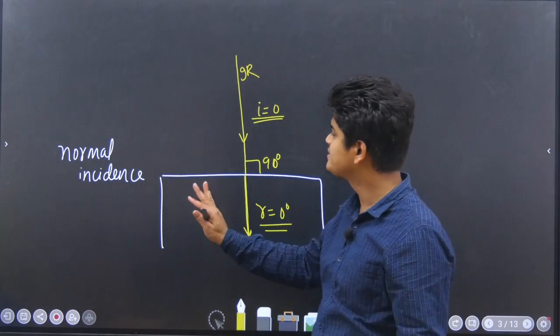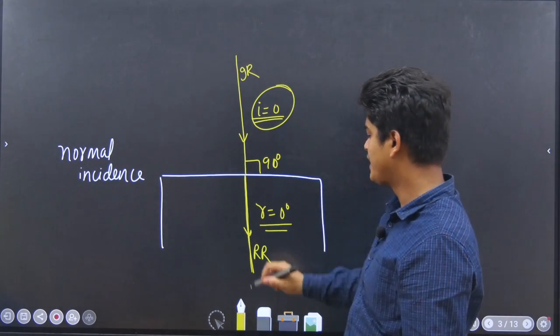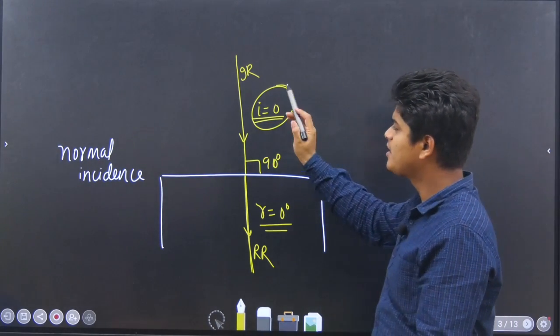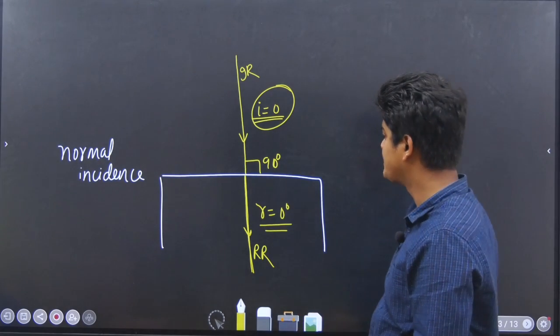So remember, for normal incidence, the incidence angle I should be 0, and the incidence angle is nothing but the angle made by the incident ray with the normal. That idea you should keep in mind always.